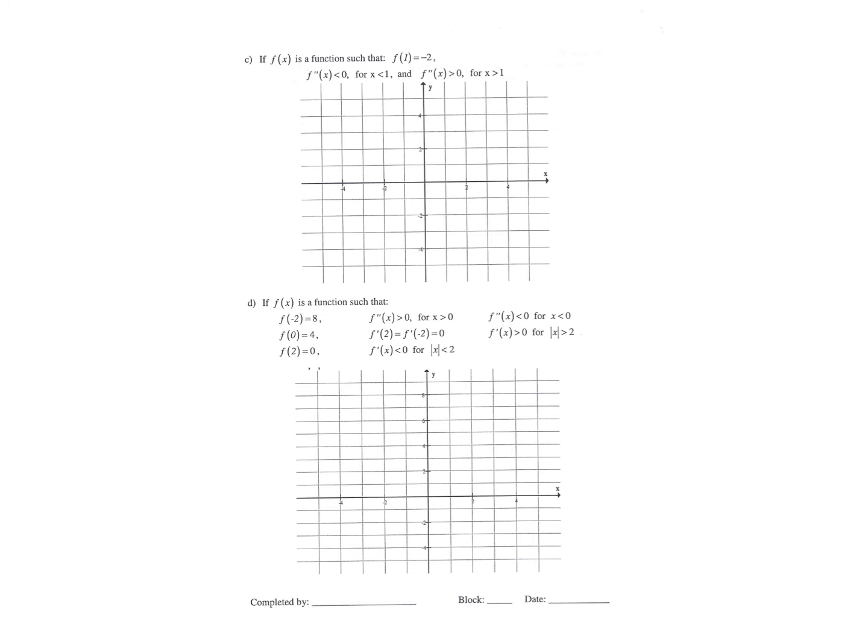Let's look at this one. So it says f of 1 is equal to negative 2. So let's put that. All right. And then it says what? F double prime is less than 0 when x is less than 1. So I am concave down for this whole portion. You following me? And then what does this one say? I'm concave up this whole portion.